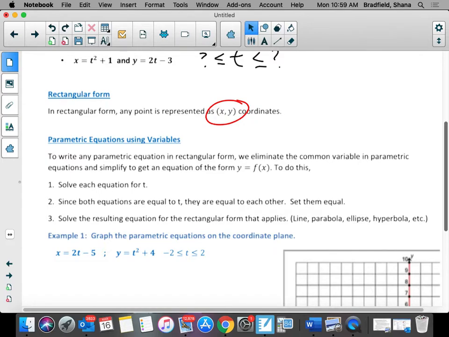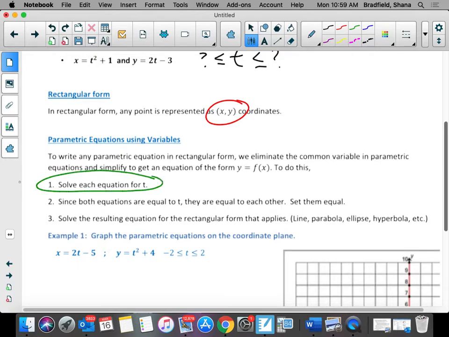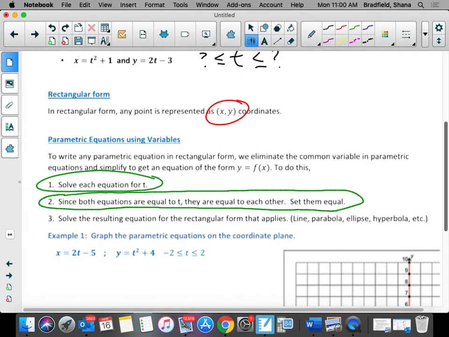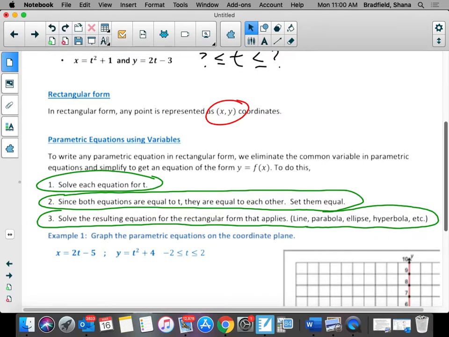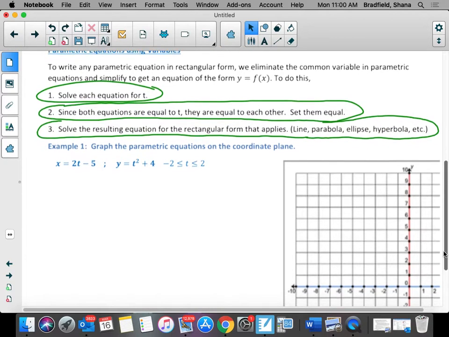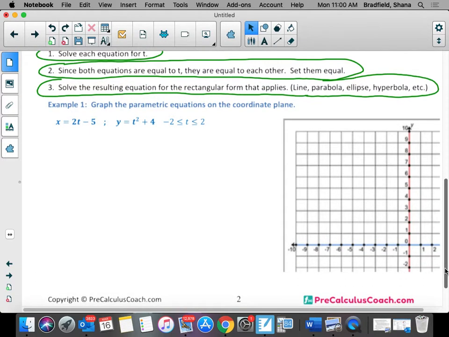So the list of things that we would do is we would solve each equation for t. Then since both equations are equal to t, they're equal to each other, so we set them equal. And then we're going to solve the resulting equation for the rectangular form that applies. So you have to kind of pay attention because it could be a line, it could be a parabola, it could be an ellipse, hyperbola, any form really of equation. So you've got to pay attention to what you have. And we'll come back to that list here in just a second.